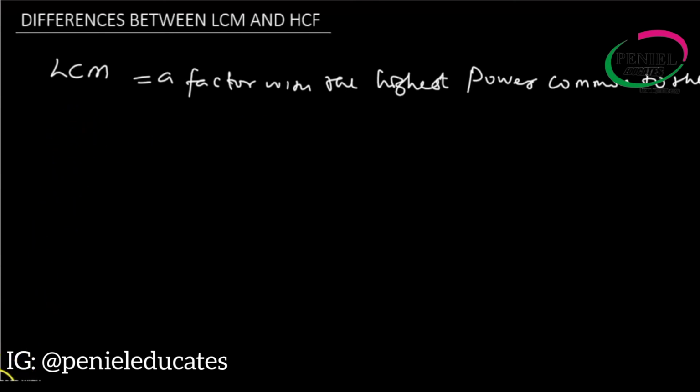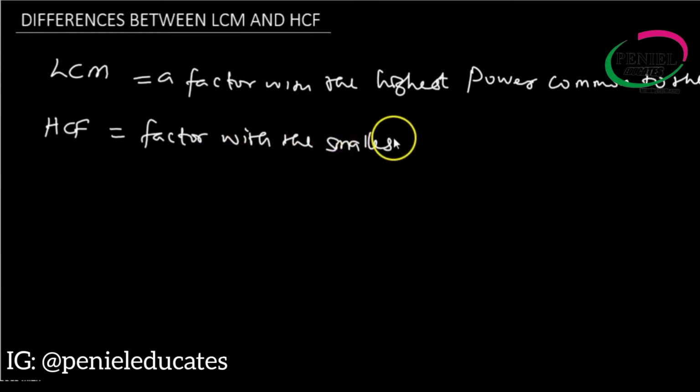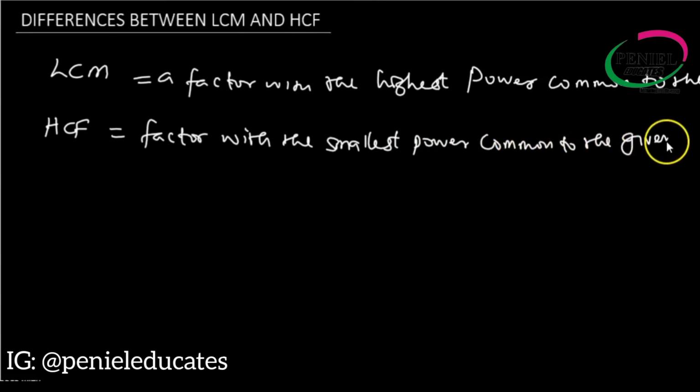That is the LCM. Whereas the HCF is the factor with the smallest power common to the given numbers. Okay, what do I mean?